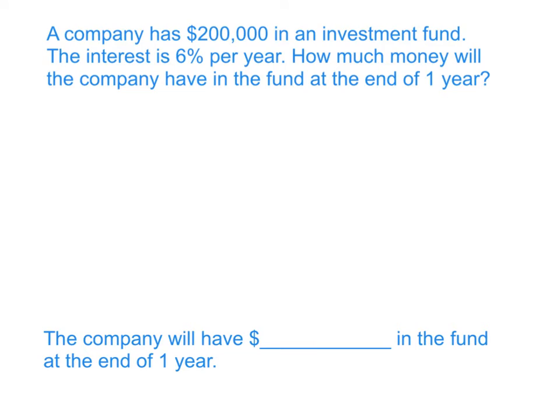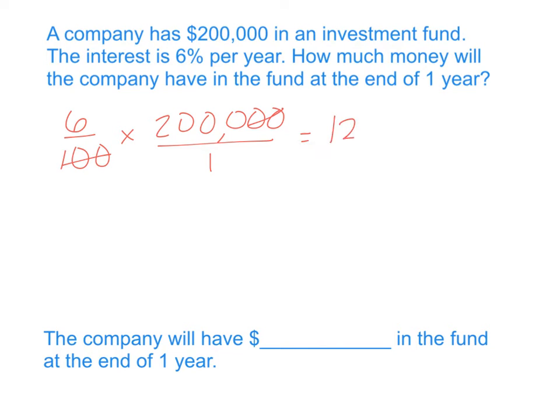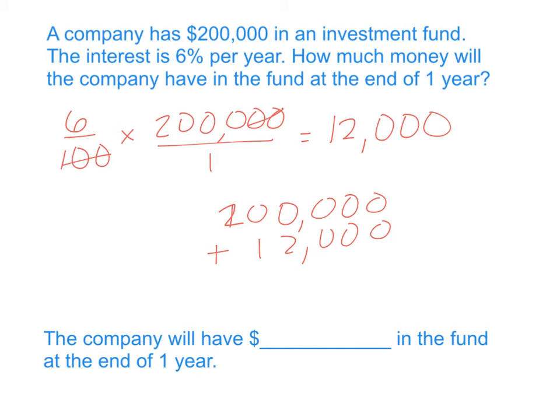Pause the video while you work this one out. Again, this one is interest, so you'll find your percent, add it on. 6% times 200,000 means 2,000 times 6, which is going to be 12,000, and that's interest, so I have to add that on. So I have $212,000 in the fund at the end.